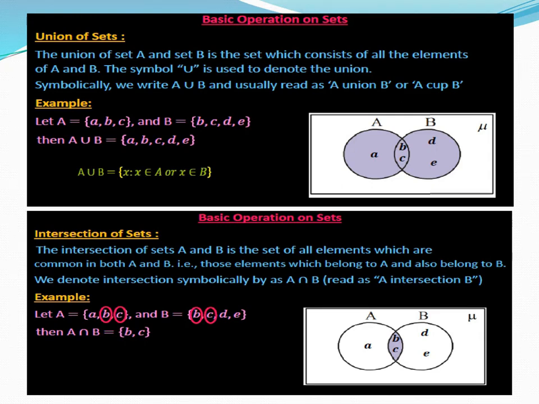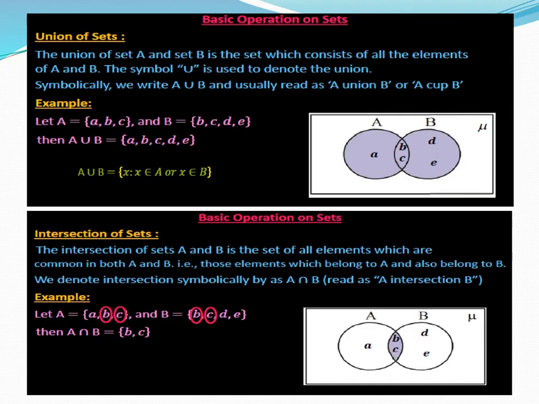Now intersection of sets. The intersection of sets A and B is the set of all elements which are common in both A and B, that is, those elements which belong to A and also belong to B. Intersection means the elements compulsorily present in both sets A and B. We denote intersection symbolically as A intersection B, the reverse of the union symbol. So it is read as A intersection B.